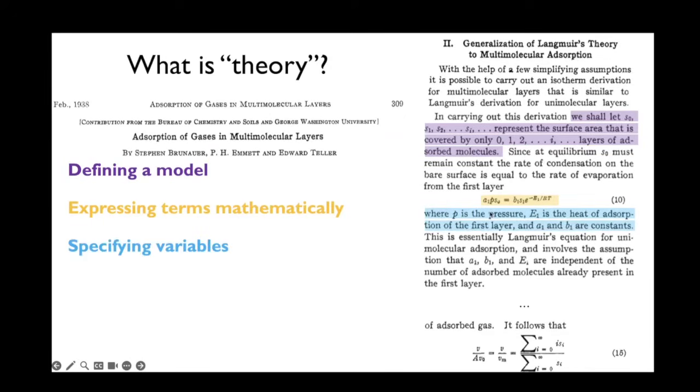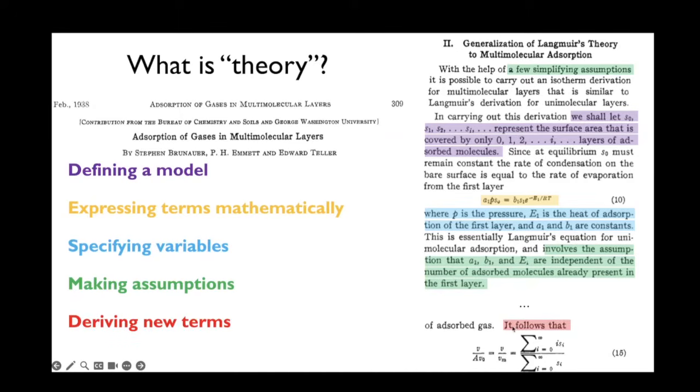Variables are specified. P is pressure. It's not just some character in my math equation. It corresponds to something in reality, pressure. E is a heat of adsorption. We also need to make assumptions. So here's a bunch of assumptions that are being made in this particular theory.